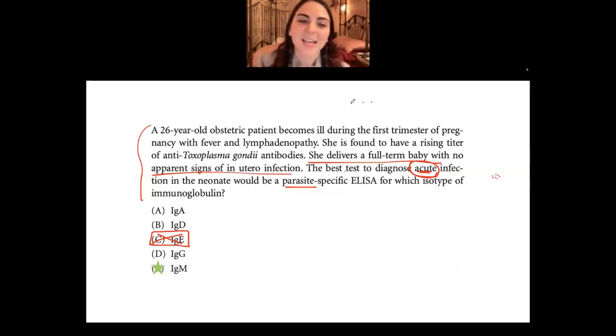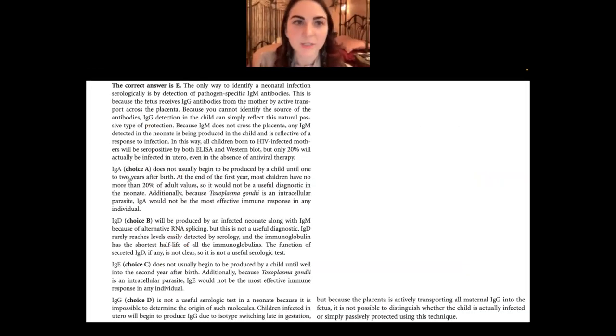So again, you could have figured that out if you knew that babies only produce IgM, but the takeaway is acute infection, that's what they're getting at: IgM. They want you to pick IgM for active infection. Just like one of those first questions we did where the baby had positive IgG and IgM. That's an active acute infection, even though she also had IgG. She just got that from mom. Let me see if it even mentions it here.